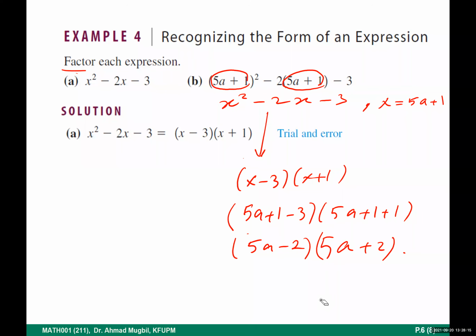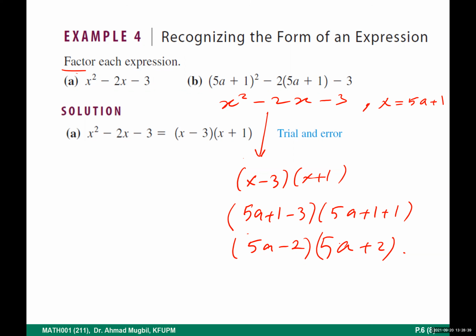I have a question. Is it possible to get 5a as a common factor or not? Here, from the end. It's in different brackets. You want to take 5a as a common factor? So you need to revise how to factor out the common factor.